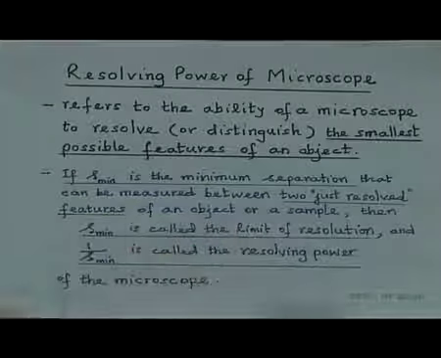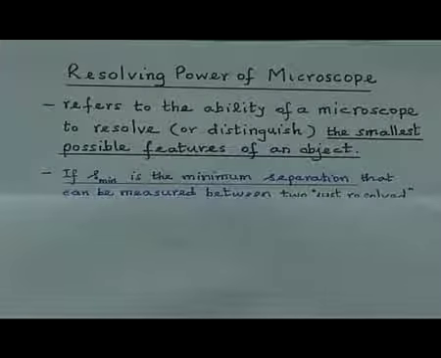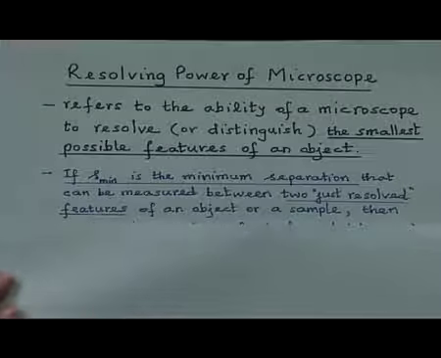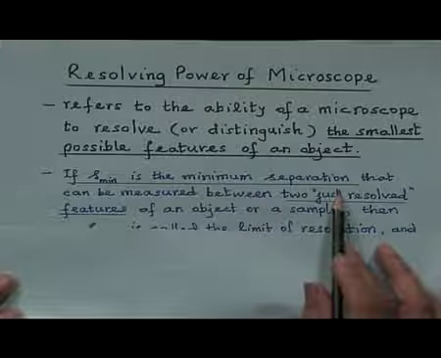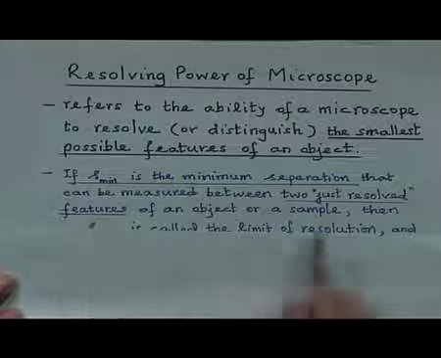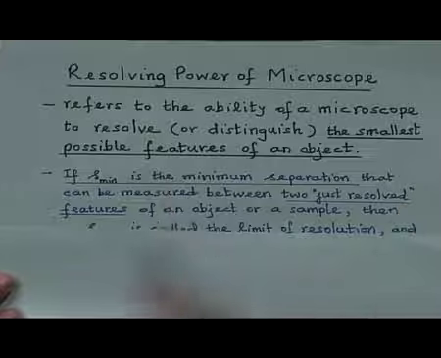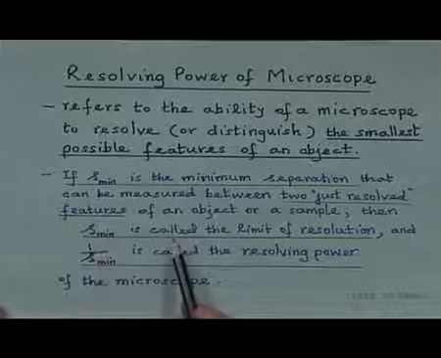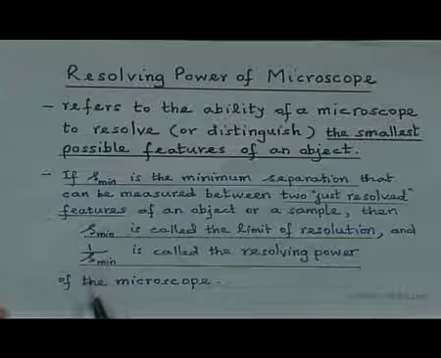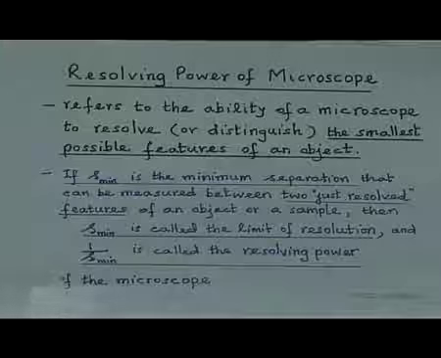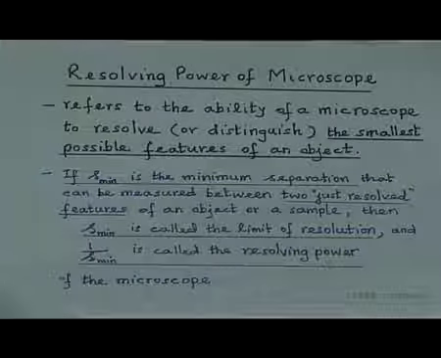Therefore, the resolving power here refers to the ability of the microscope to resolve or distinguish the smallest possible features of an object. Here S minimum is the minimum separation that can be measured between two just resolved features, as I showed you, for example, those corrugations, just resolved features of an object or sample. Then S min, that is the separation, is called the limit of resolution, and 1 by S min is called the resolving power of the microscope.